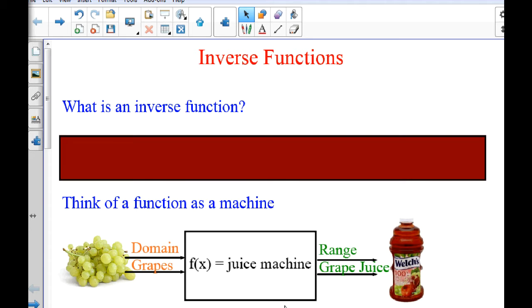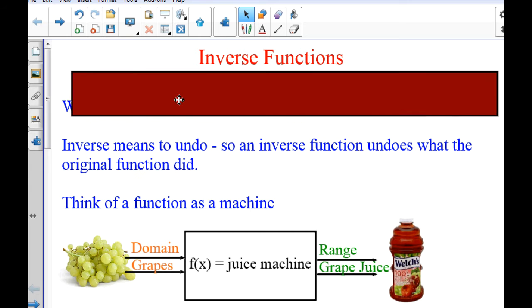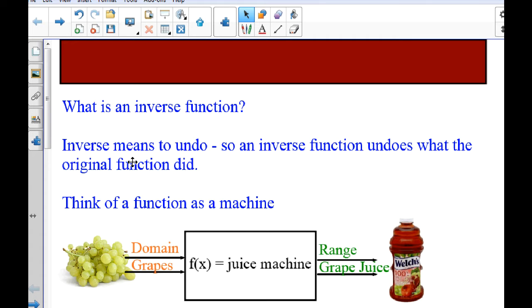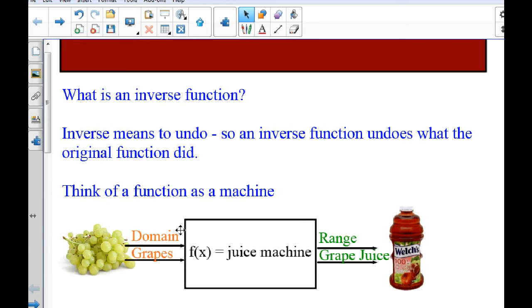Going to look at inverse functions. First thing we need to know is what is an inverse function? Quick little answer. Inverse simply means to undo, so an inverse function is something that undoes what the original function does. If your original function adds 3, then you're going to subtract 3 for the inverse. That kind of thing.